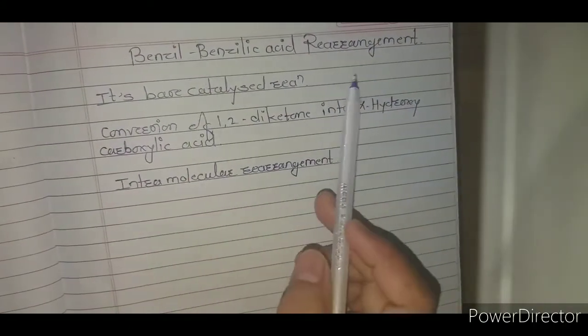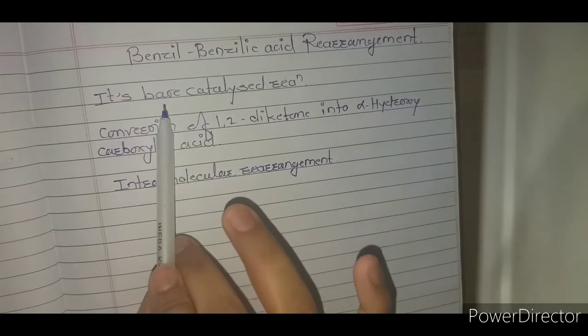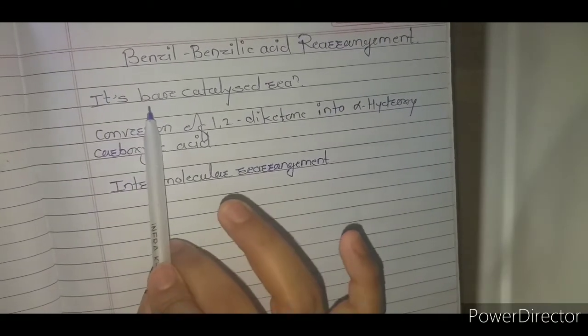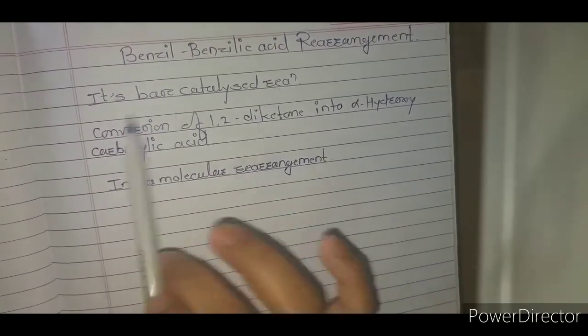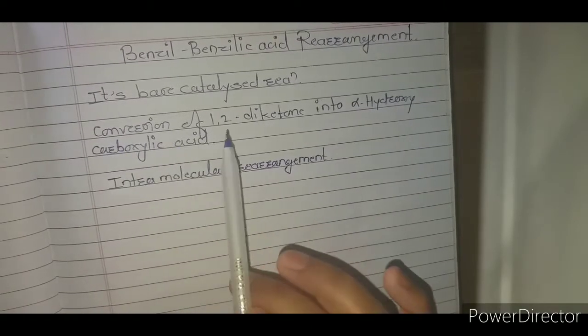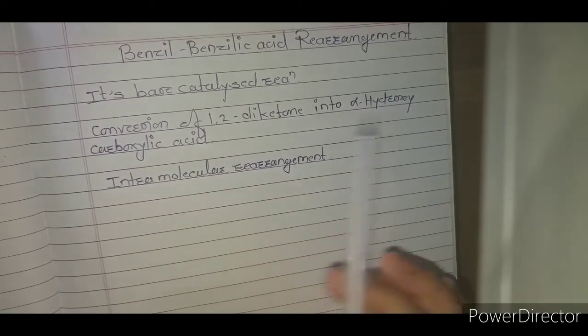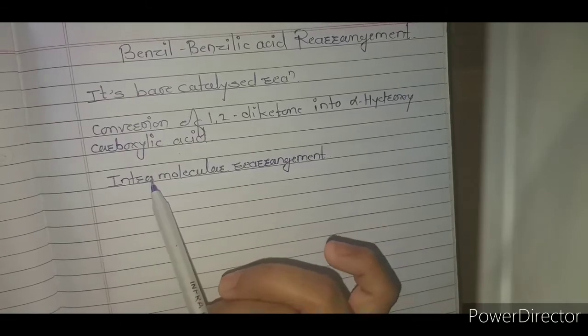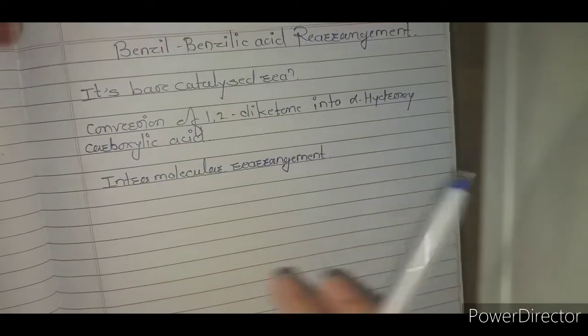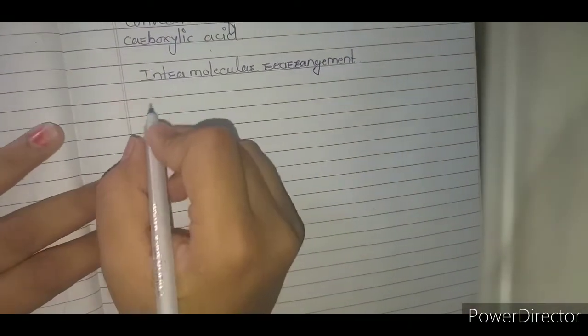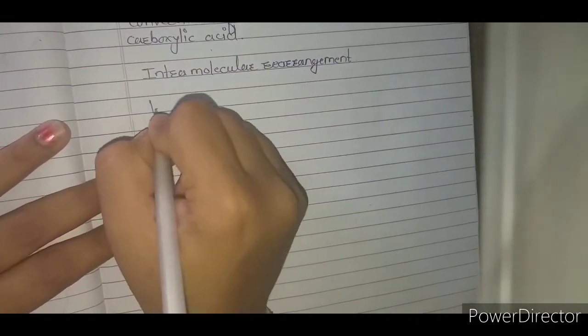So what happens in the benzilic acid rearrangement? The base is used as a catalyst, that's why it is a base catalyzed reaction. In this reaction, a 1,2-diketone is converted into an alpha hydroxy carboxylic acid, and it is an intramolecular rearrangement. Okay, let's see the statement of the benzilic acid rearrangement.